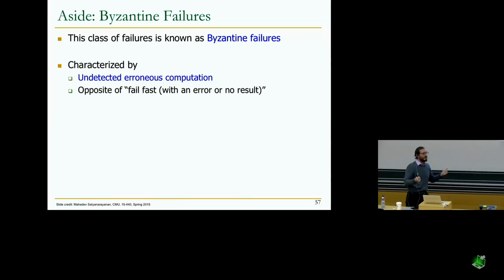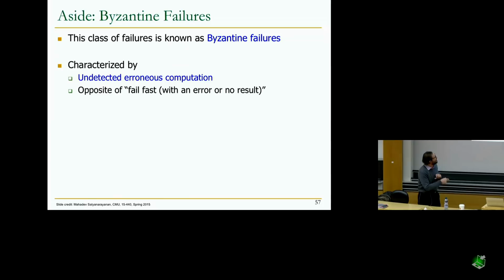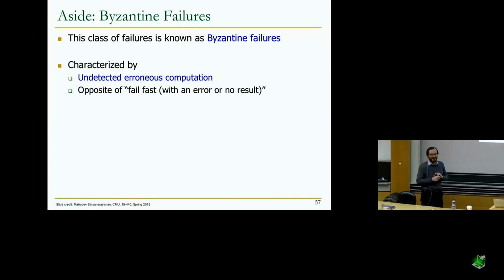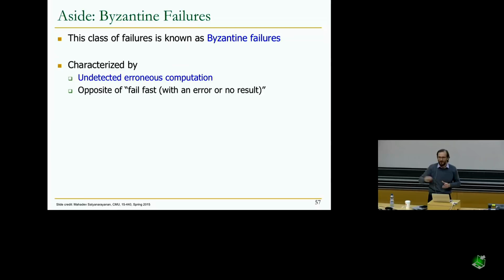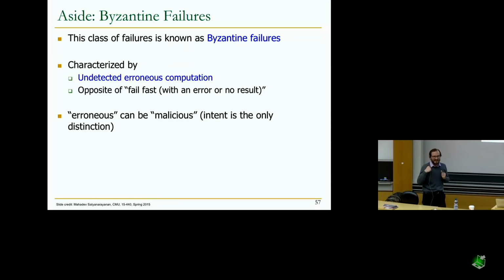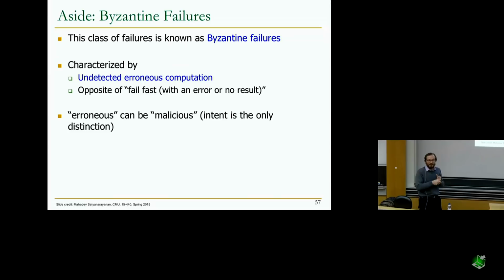As opposed to something called fail fast, which is actually a good way of designing systems. Fail fast means if you have an error, fail quickly, either with an error or no result. It's better than the data corruption that you have. So in general, maybe 10 generals are deciding to do something. A few of those generals are sneaky. They have erroneous computation, and they do something that the others don't know. Now, how do you guarantee that the system works correctly in that case? Erroneous can be malicious because of what I just said, right? An error can always be exploited for something bad. The only difference is really the intent.